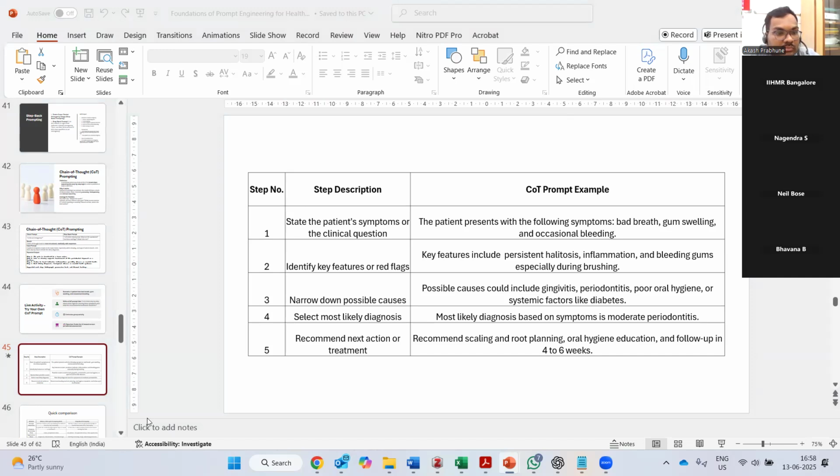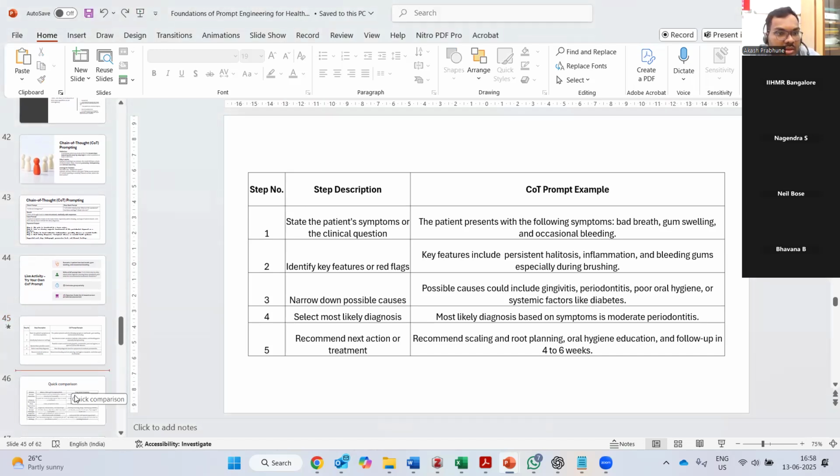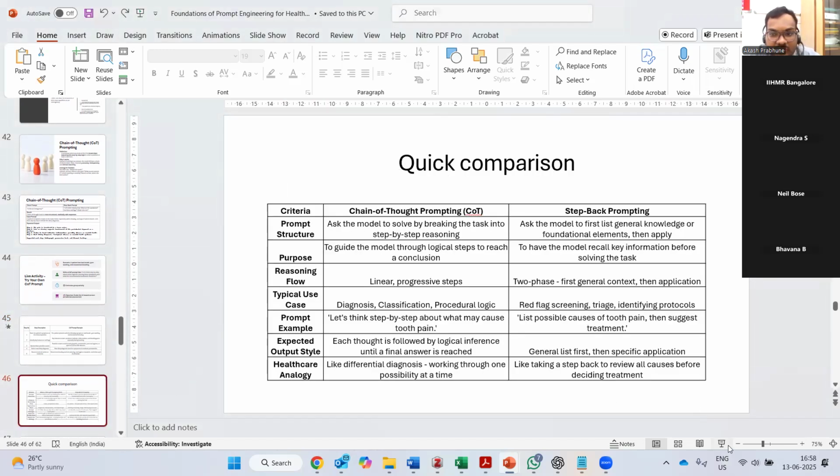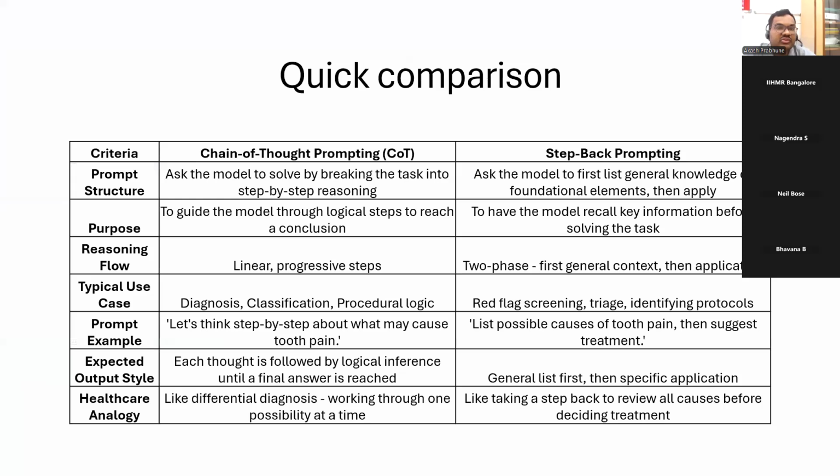Okay, so just a quick comparison between CoT and step-back prompting. When you're building chain of thought prompting, you're asking the model to solve by breaking tasks into step-by-step reasoning. Again, it's part of your explainable AI and also the basis on which your agents are built.